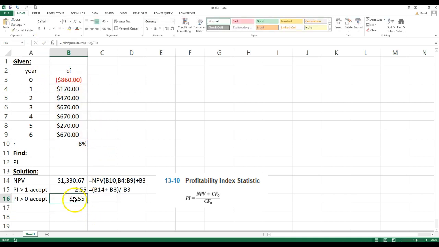And that's going to give you, no, it looks like I had a little mistake here. What did I do wrong? Hold on. I don't know why that's not working out. Equals NPV, V10, plus 1.